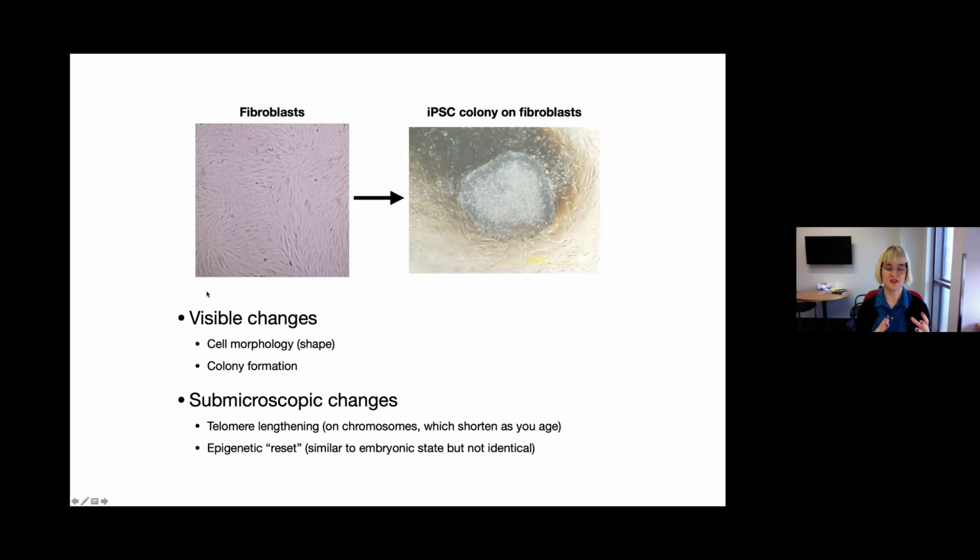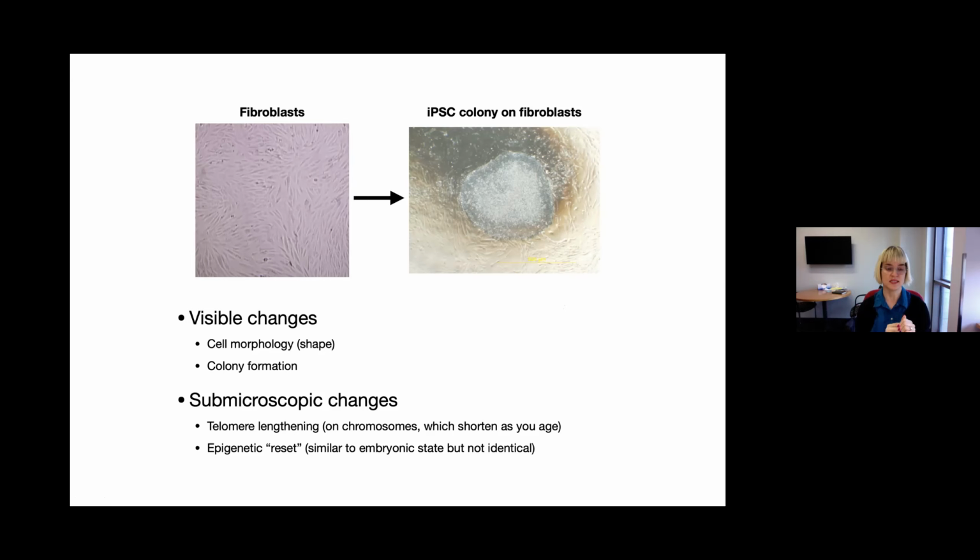So when we take these fibroblasts and turn them into stem cells, they change their shape and form these colonies. And then two other very important things happen, changes that you wouldn't be able to physically see with your eyes. One is called telomere lengthening. Our chromosomes have caps on the end called telomeres, and those get shorter and shorter as you age. When we reprogram cells from a person into stem cells, their telomeres actually re-lengthen, as if they are in fact getting younger.